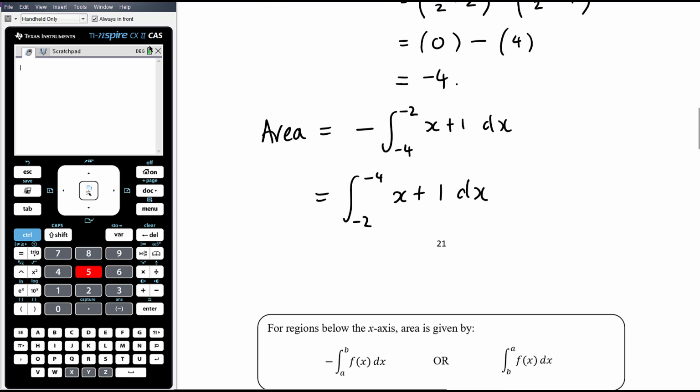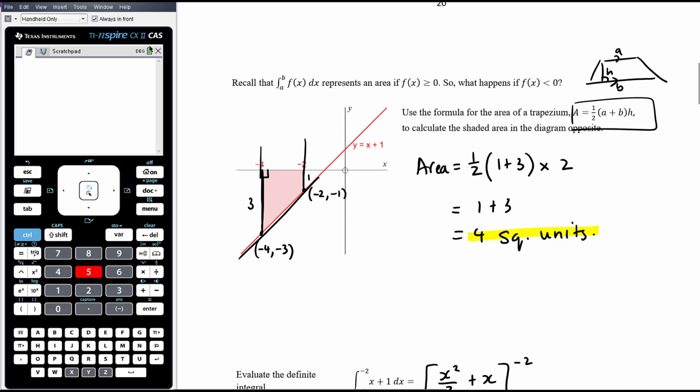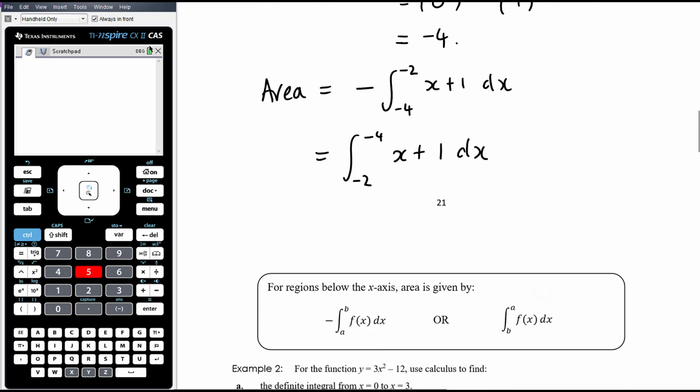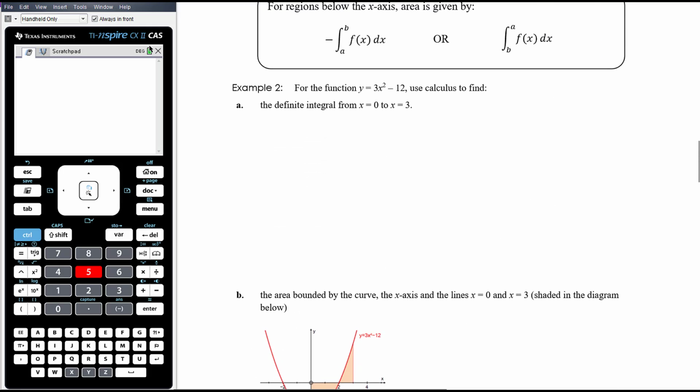So what's really important is that you have to actually look at the region that you're trying to calculate the area for. You have to draw the graph and see whether the region is above or below the x-axis, or potentially whether it crosses over the x-axis, in which case you're going to need separate integrals. So let's have a look at some examples here.